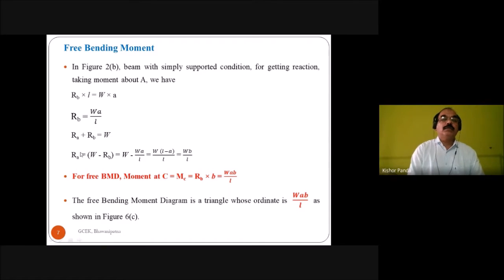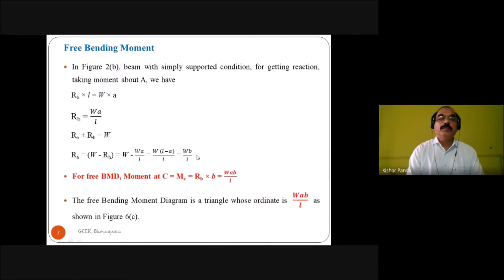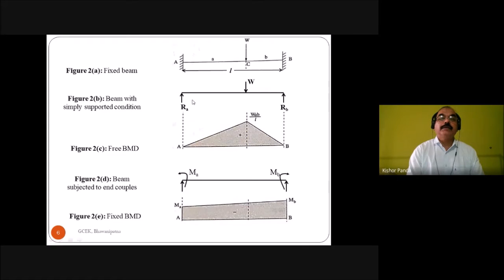Then you can find out the reaction at A. RA is equal to W minus RB. So you already got RB is equal to Wa by L, so W minus Wa by L, then W into (L minus a) by L. But you know L minus a is equal to b. This is the length L and this is a. So L minus a is equal to b. So Wb by L. So here RA is equal to Wb by L and RB is equal to Wa by L. This is the reaction.